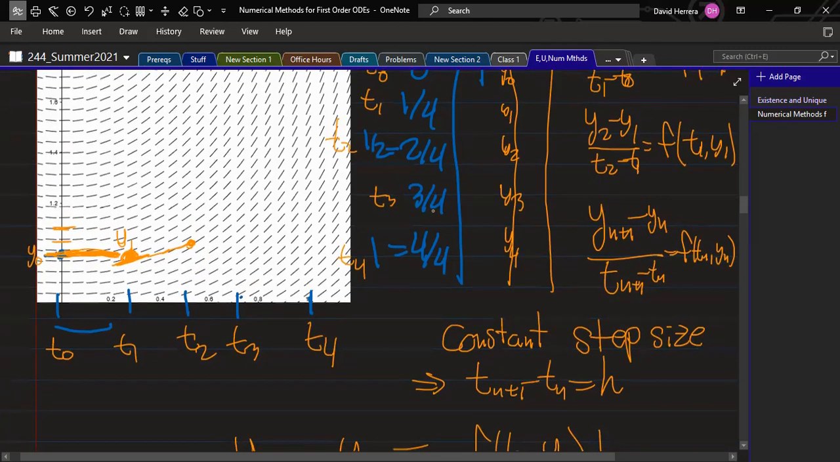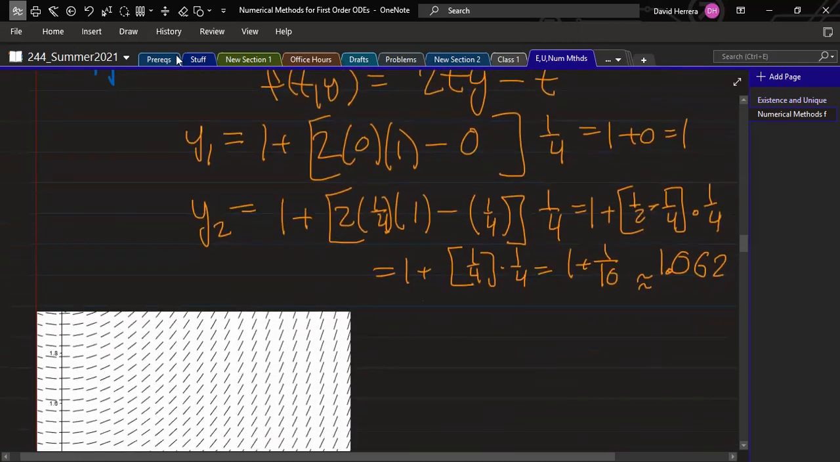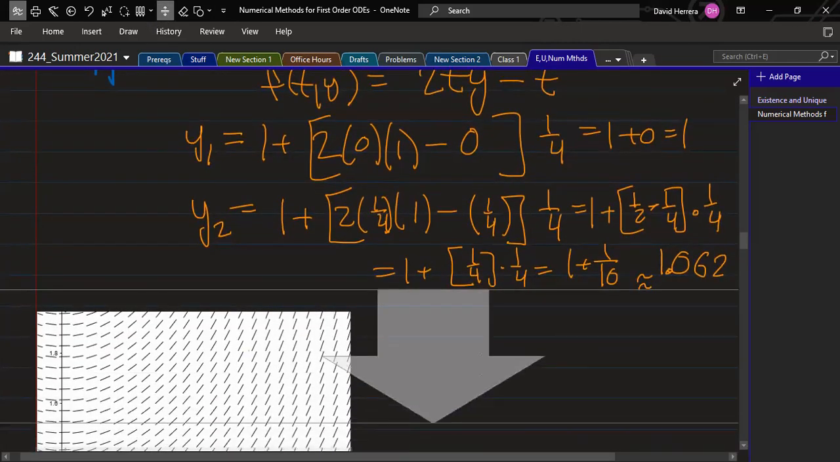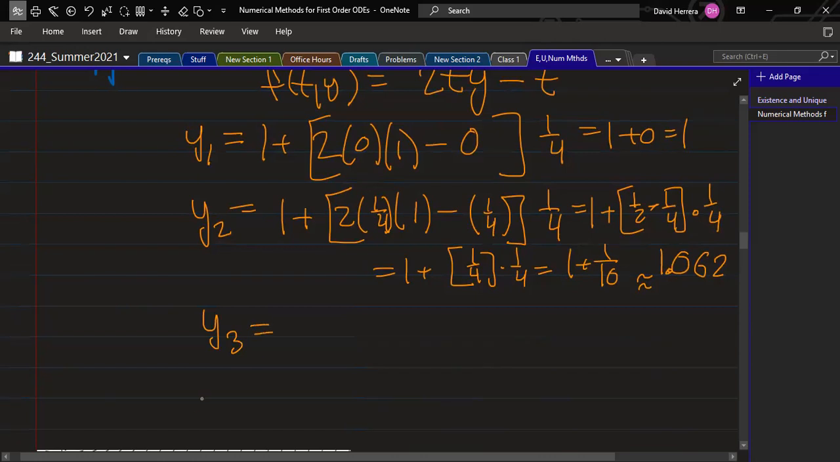So what you do is continue with these kind of calculations. So I'll give you guys a second. Just pause the video and calculate what these two are.